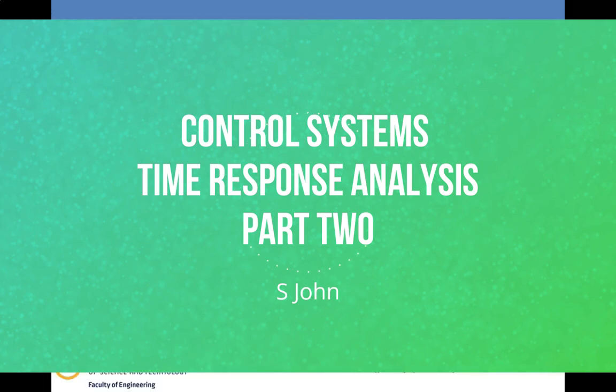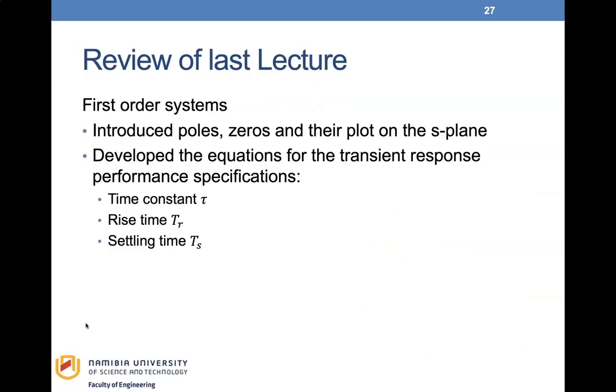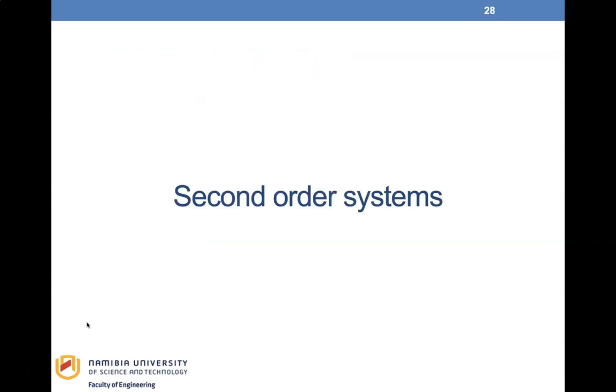In the previous lecture, we discussed the first order system and introduced the concept of poles, zeros, and their plot on the S-plane. We also introduced and defined the transient response performance specifications for this class of systems and developed their equations. That is, the specifications which we discussed are the time constant, the rise time, and the settling time. We will now extend the concept of poles and zeros and the transient response to second order systems.